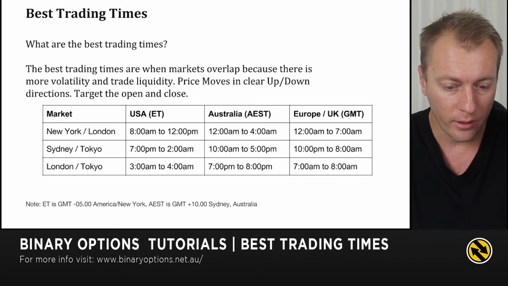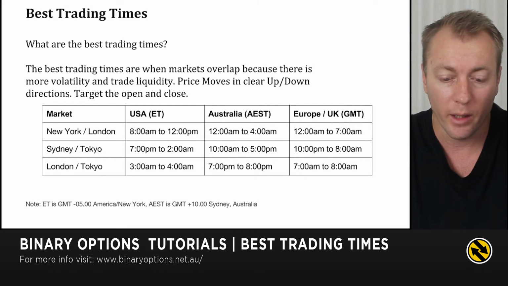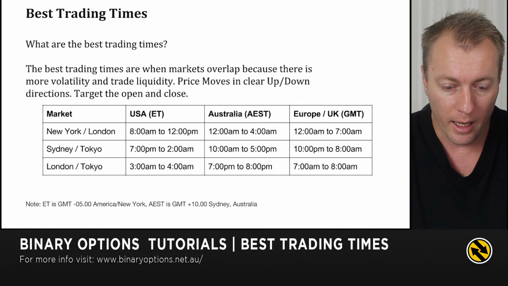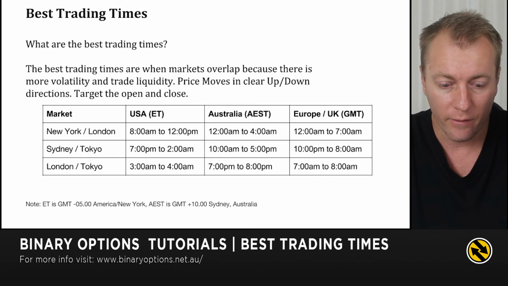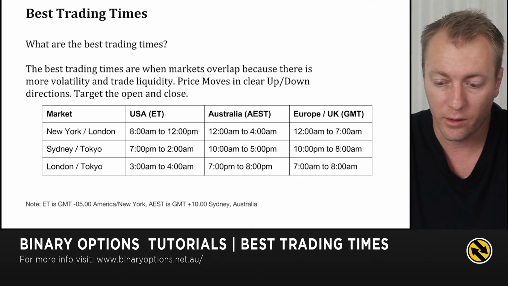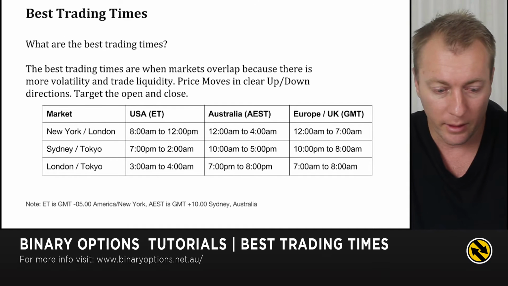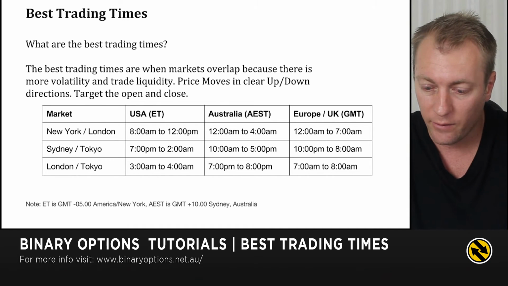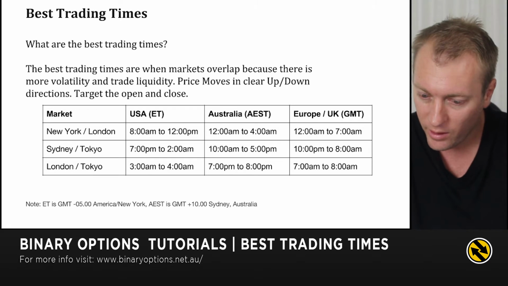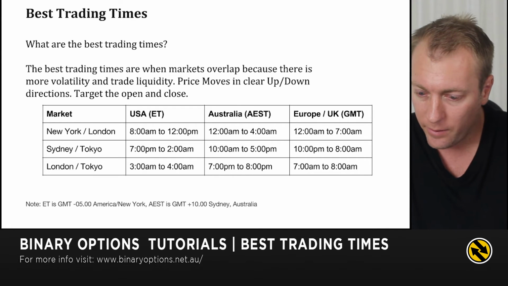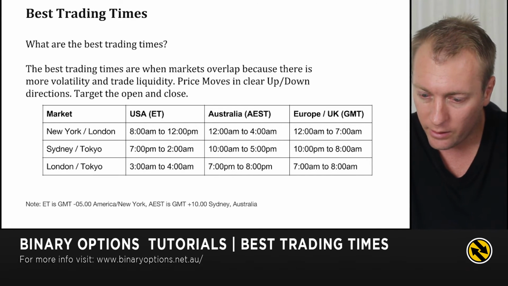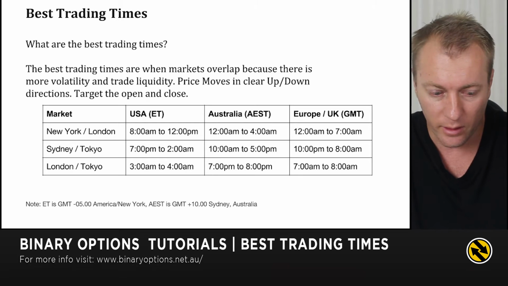Conversely, for Americans, you probably want to target the New York, London, which is pretty much when you wake up till midday. You might also want to target the Sydney, Tokyo if you're doing night trading sessions. For Europe, probably the best time zone is between London, Tokyo, 7 a.m. to 8 a.m., and also maybe the 12 a.m. to 7 a.m.